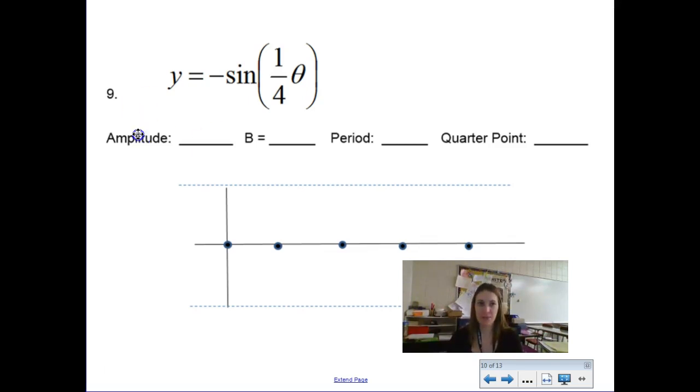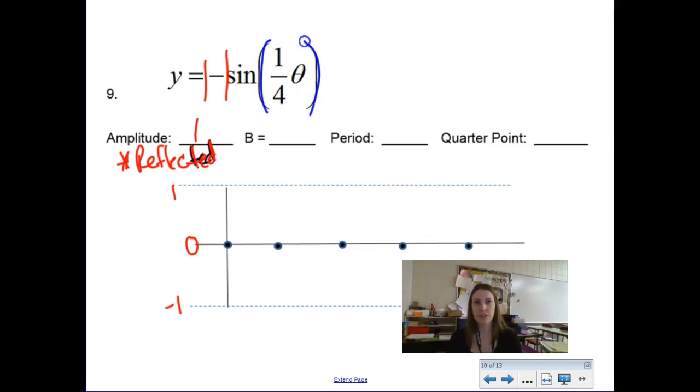So when I ask you for the amplitude, please don't be tricked, because remember, it's the absolute value of this number. So the amplitude's really a 1, but it has been reflected. So I'm going to make myself a little note. Hopefully I remember when I go to graph. So midline 0, and we got a 1 and a -1.